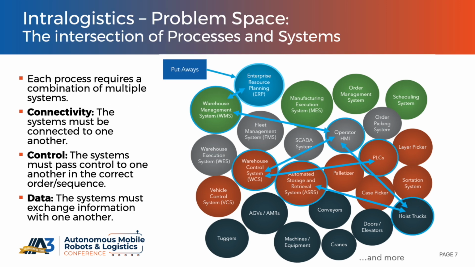So when we start to look at the intersection of our processes and our systems, you start to understand that there needs to be this connection between all of these different systems that are involved to execute your processes. We're looking at one simple process here, a put-away process, and there's 6 or 7 different systems that you might need to integrate with in order to be able to execute that. So connectivity is very important here. All these systems have to be able to talk to each other if you're going to automate that entire process. And there's a control flow here. There's a sequence in which you need to be able to execute all these process steps in the systems.